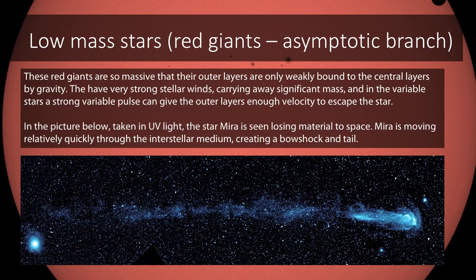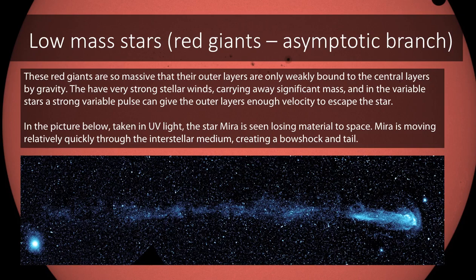Because it's so large, the gravity at the surface of the star is very, very weak, and it doesn't take very much energy for the particles that make up the envelope to reach escape velocity from the star. So that combination of the thermal pulses from the variable star and the strong stellar wind means that it loses its material out into the interstellar medium, and this can be seen in the photograph here at the bottom, which is taken using ultraviolet light.